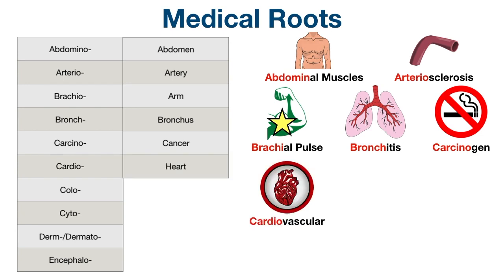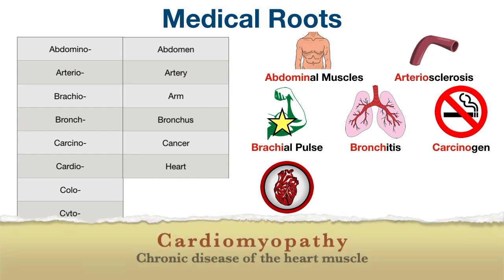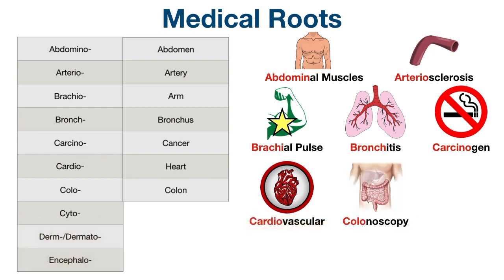Next is cardio, which is an easy one to remember. Cardio means heart. An example medical term is cardiovascular, which relates to the heart and blood vessels, or cardiomyopathy, which is a chronic disease of the heart muscle. The next root is colo, which refers to colon. It's another easy one to remember since colo and colon sound the same. You can think of colonoscopy, which is a procedure performed to examine the colon.